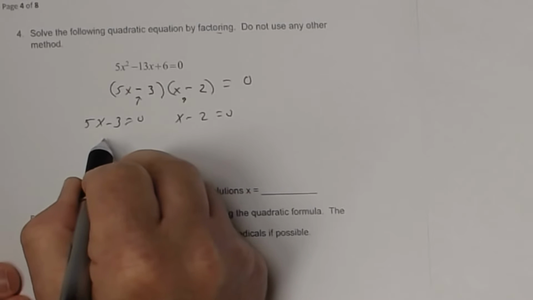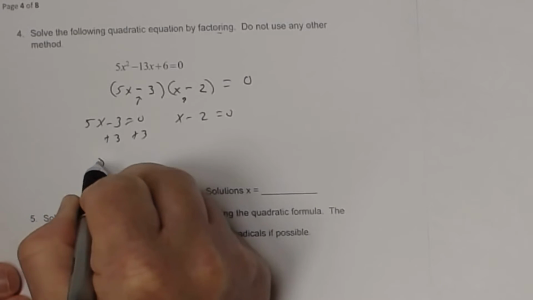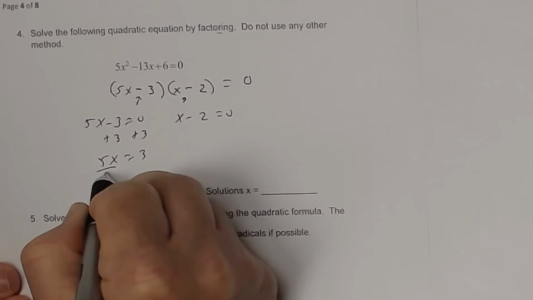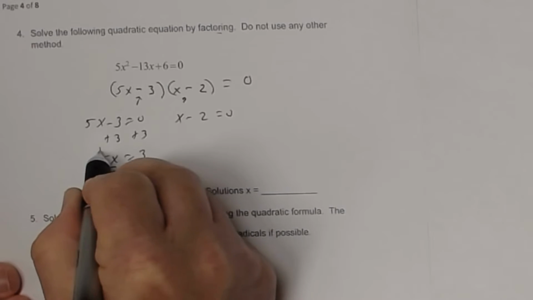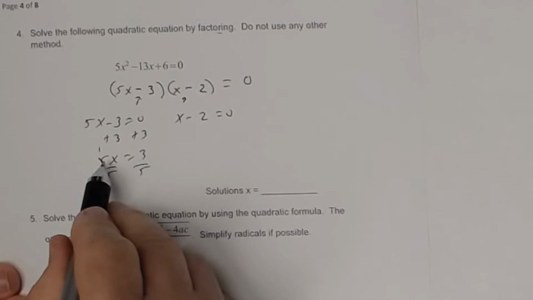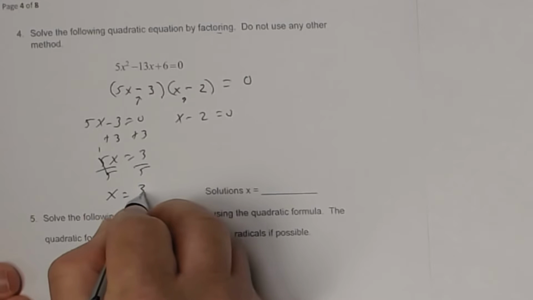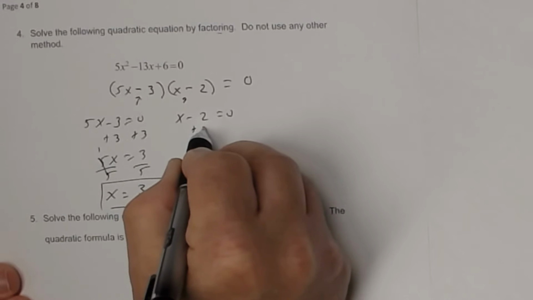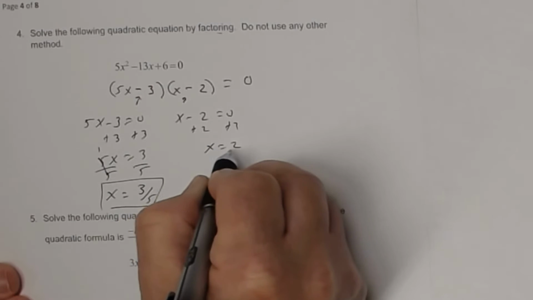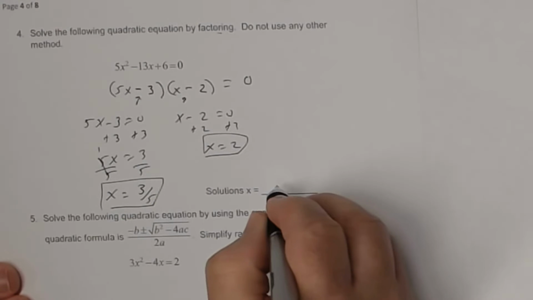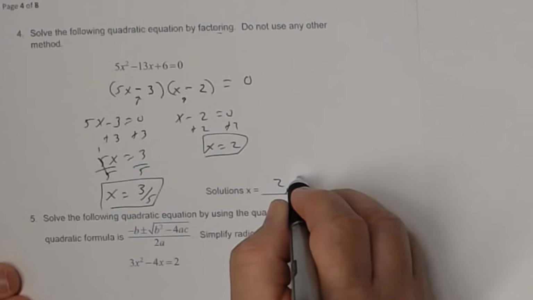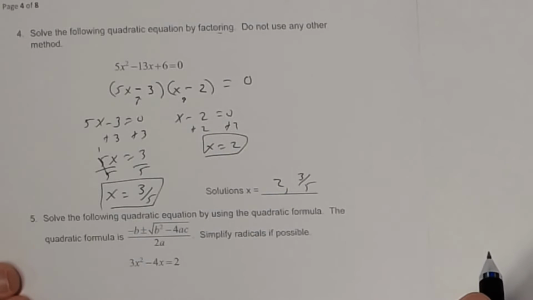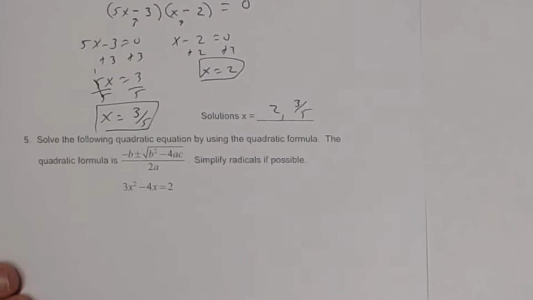So over here, I'm going to add 3 to both sides, and I get 5x equals 3. Then we divide both sides by 5. When I reduce, 5 divided by 5 is 1, and 1 times x is x, equals 3/5. So that's going to be one of my solutions. Over here, add 2 to both sides, I get x equals 2. So my solutions are 2, and the other solution is 3/5. Okay? All right.